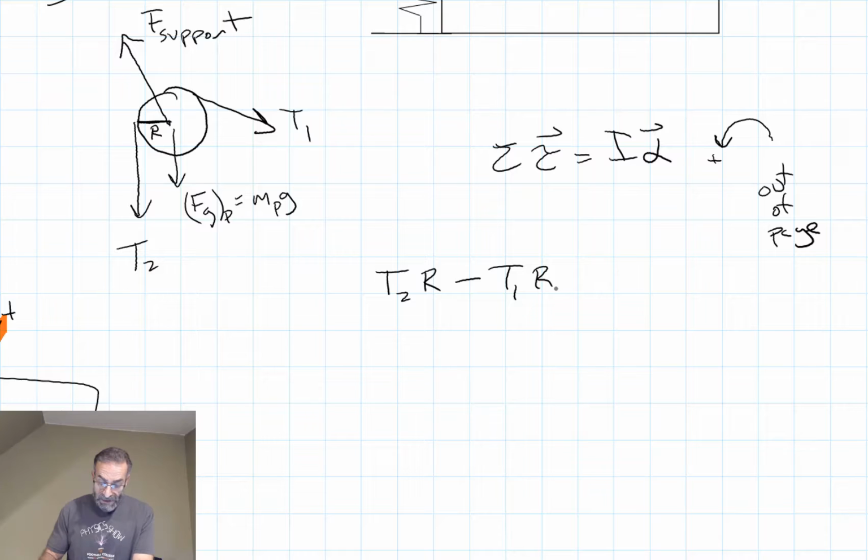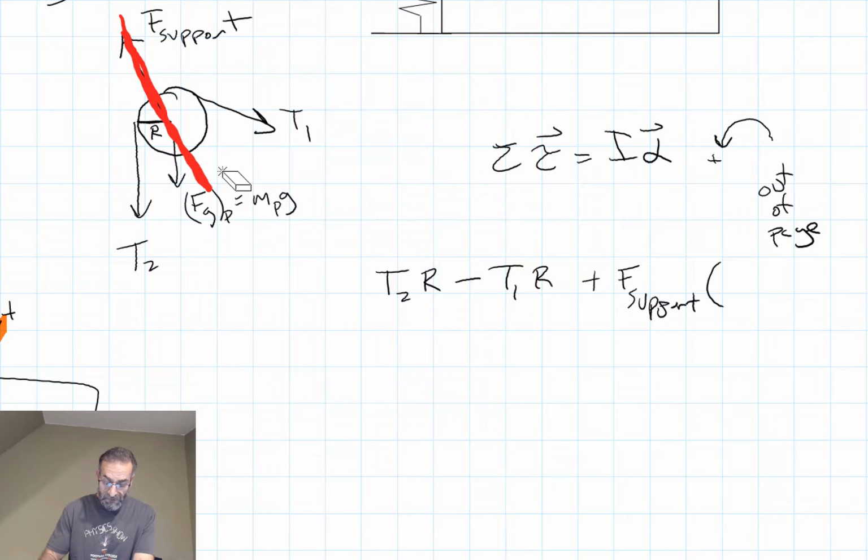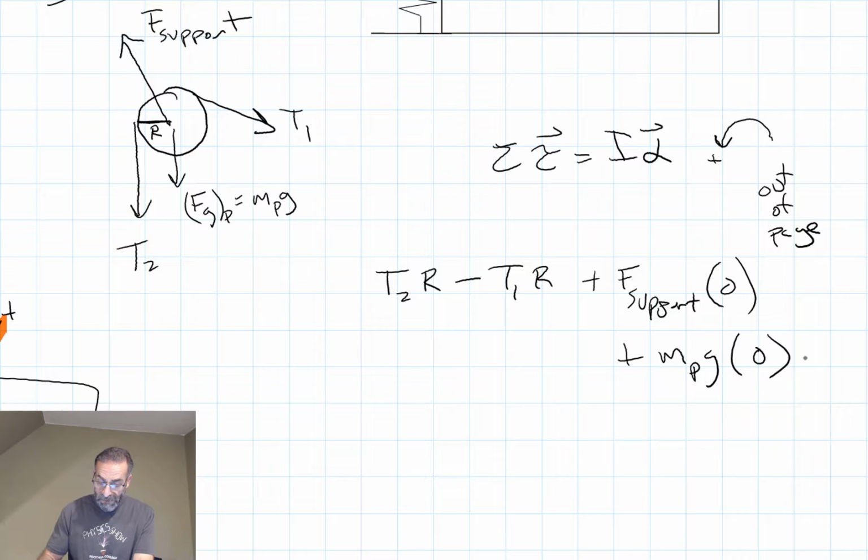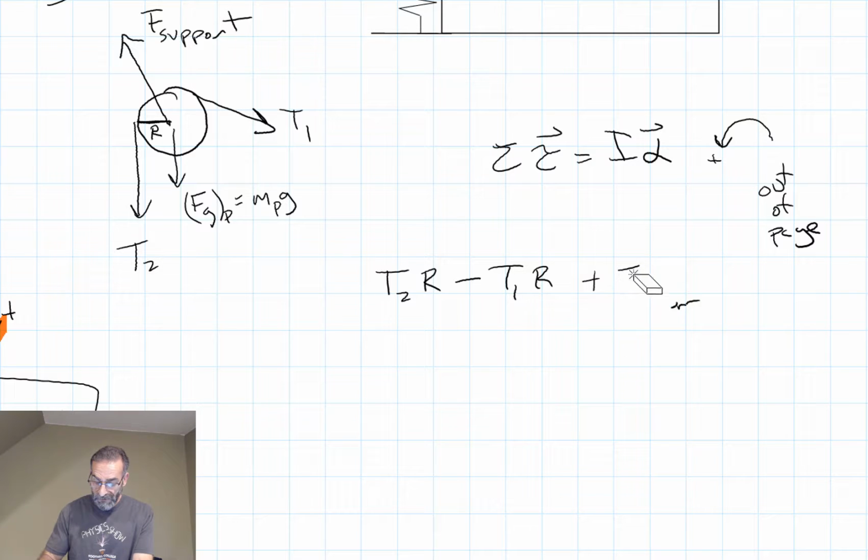gives me the torque produced by that string on that pulley. Now I could also write F support times its lever arm. But what is the lever arm for that? That force passes right through the axis of rotation of the pulley. Its lever arm is 0. And I could also put the weight times its lever arm, but the weight also passes right through the axis of rotation of the pulley. So they don't produce any torque. I'm just going to leave them out of my equation.